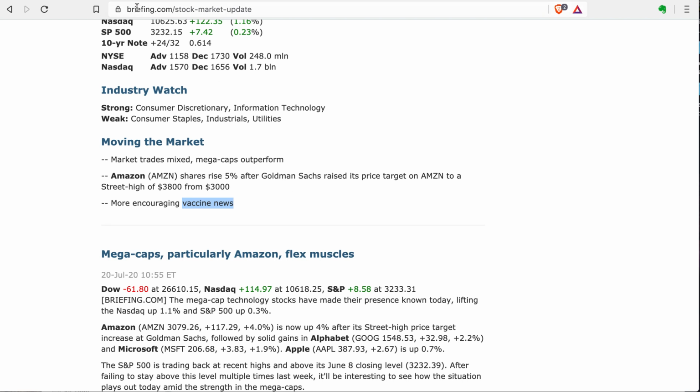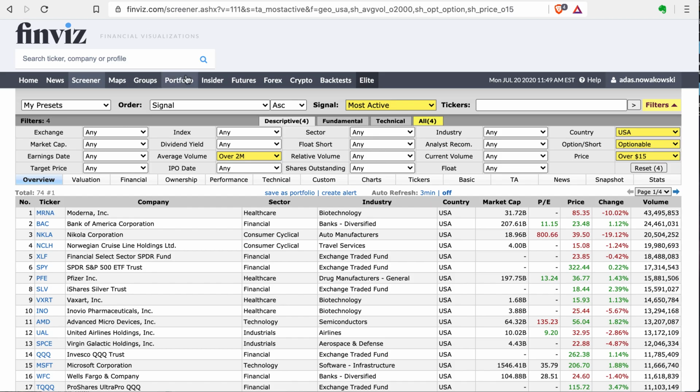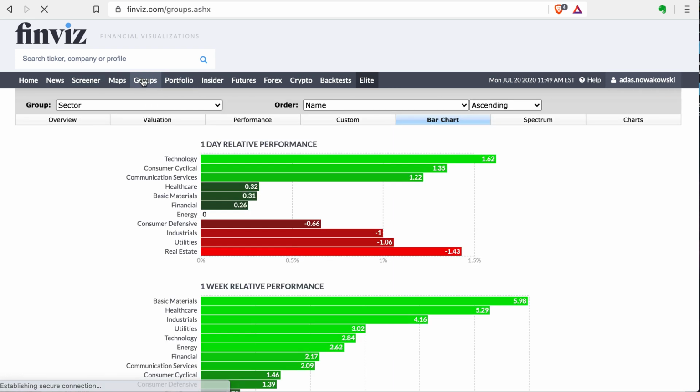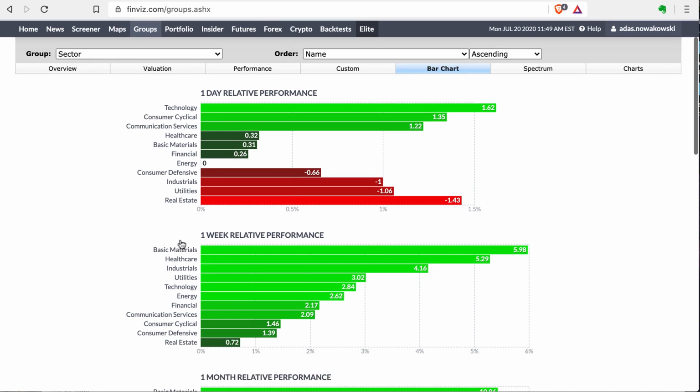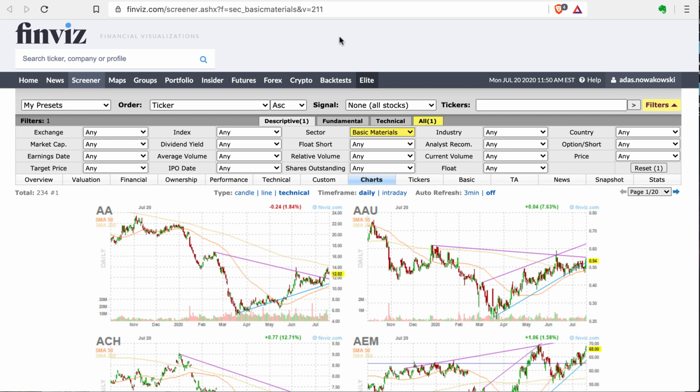So what do we do now? Let's look at the sectors. Is this confirmed? If we just look in the groups, technology, consumer cyclical today. In general, over 1 week, we still have technology. Cyclicals are also performing well, not as good as the rest. Basic materials, this is interesting. What are basic materials?